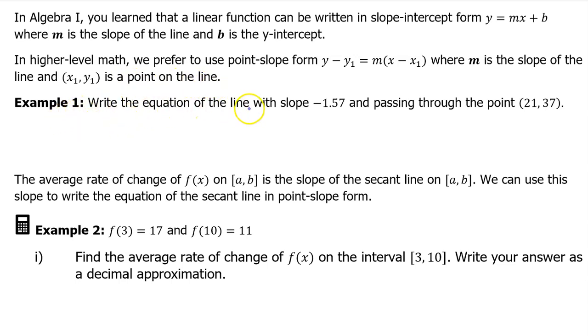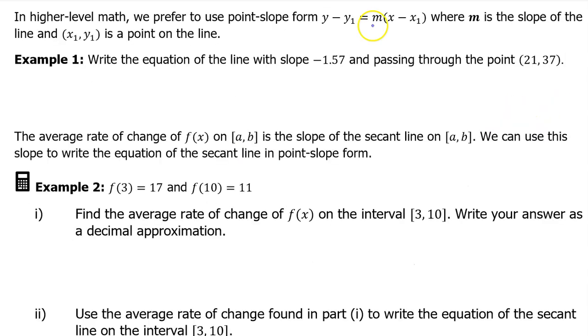Example 1. Write the equation of the line with slope negative 1.57 and passing through the point 21, 37. Using point-slope form, we write y minus y1. So in this case, that's going to be y minus 37, and then that's going to be equal to the slope, which is negative 1.57, times x minus x1. So x minus 21. And that's it. This is an equation of the line with this slope passing through this point.